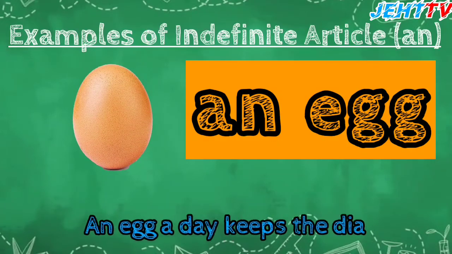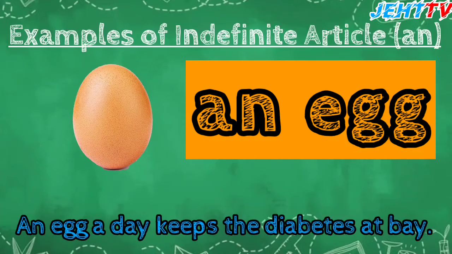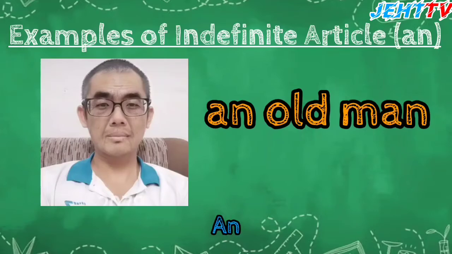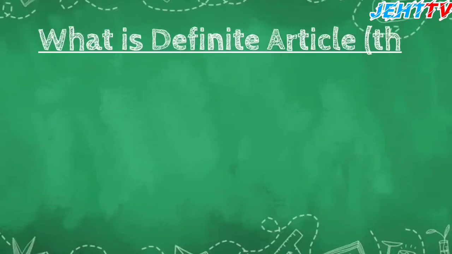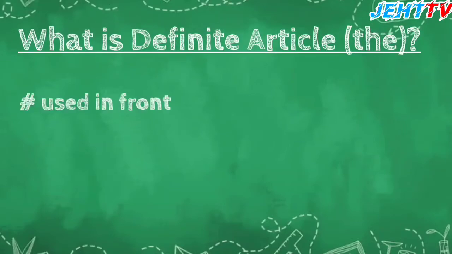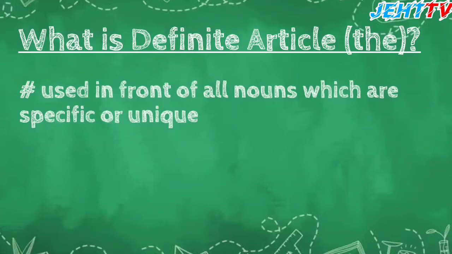Next, an egg. An egg a day keeps the diabetes at bay. Next, an old man. An old man is smiling. Now we look at what is definite article. The definite article is used in front of all nouns which are specific or unique.